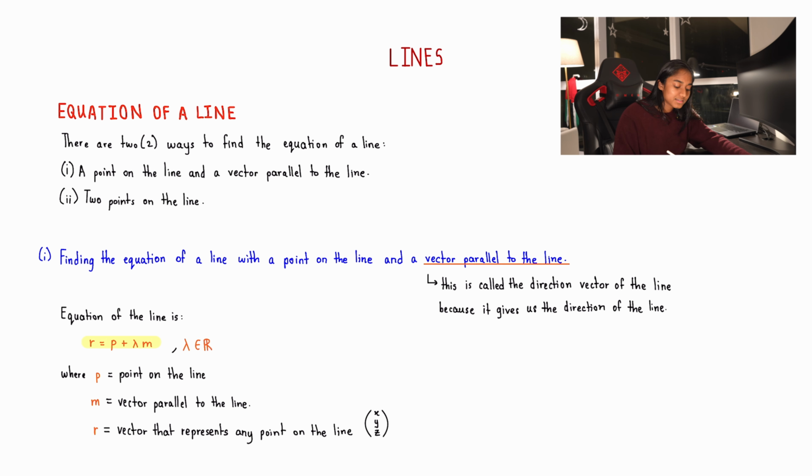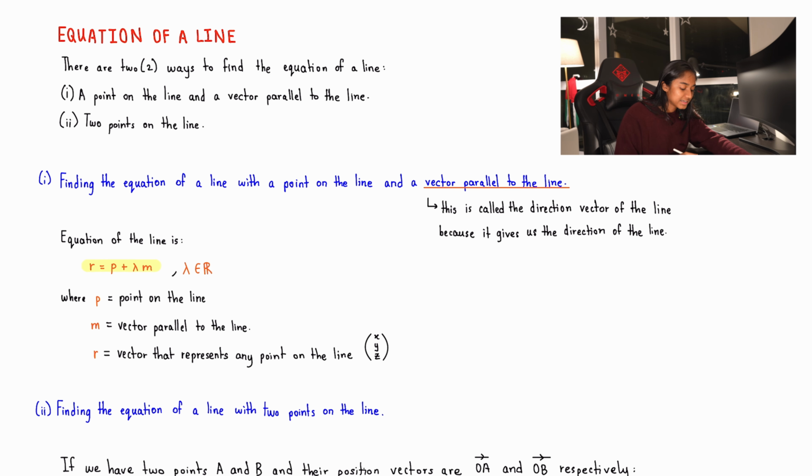So note that this is called the direction vector of the line because it gives us the direction of that line, okay? So the equation of the line in this case would be r = p + λm, and λ would be all real numbers, where p is a point on the line, remember we're given a point, and m would be a vector parallel to the line because we're given that, and then r would be the vector that represents any point on the line, (x, y, z).